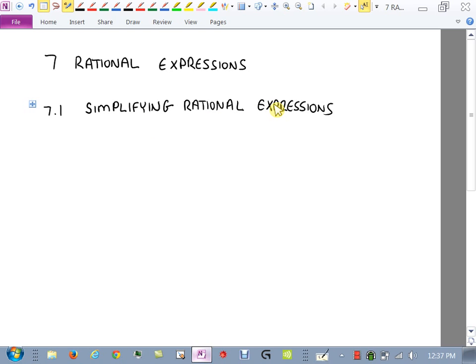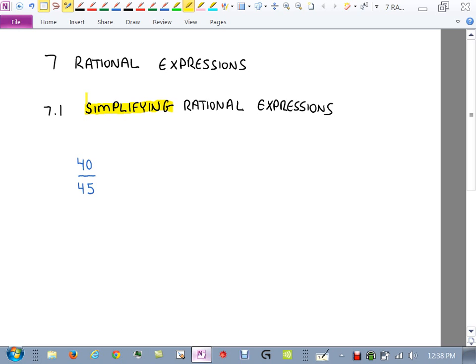So let's do something we've seen before. Let's take 40 divided by 45. All right, this is a rational expression. It's just the ratio of two numbers, right? And if I were asking you to simplify, because that's what this section is about, if I say simplify that fraction, then you would reduce it, right?